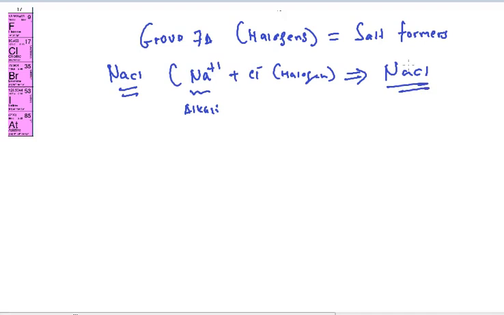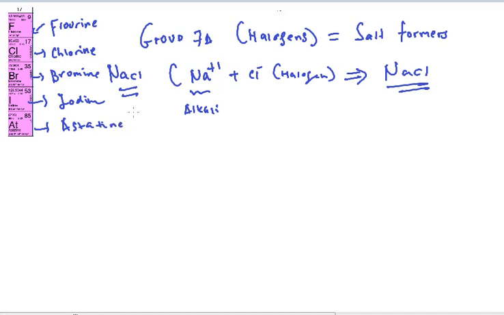So the halogen family includes fluorine, F stands for fluorine. Cl stands for chlorine. Br stands for bromine. I stands for iodine. And At stands for astatine. Again, one thing that you noticed is that the metallic character increases as we go down the group.